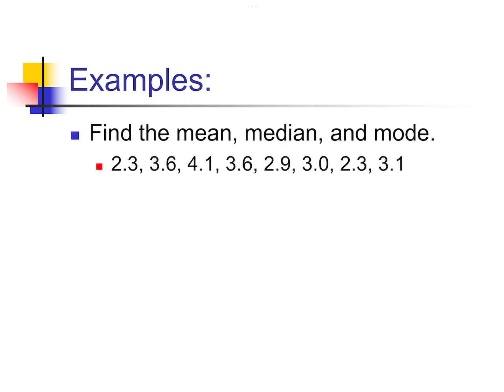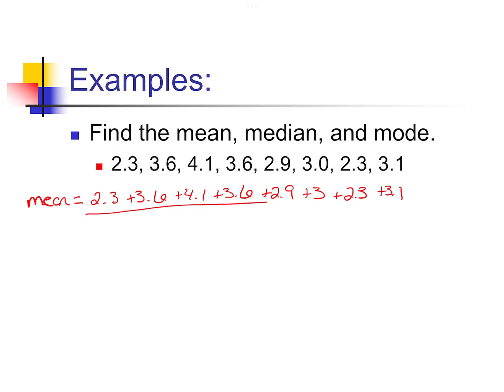Okay, how about another one? We're going to do the same thing. This time we have numbers that are decimals. That's perfectly fine if we have decimals. So our mean, again, we need to add all of these up. 2.3 plus 3.6. So in your calculator, you will add all your values together. It will take time, add them all together, and divide by how many we have this time. We have 1, 2, 3, 4, 5, 6, 7, 8. So we have 8 values this time.